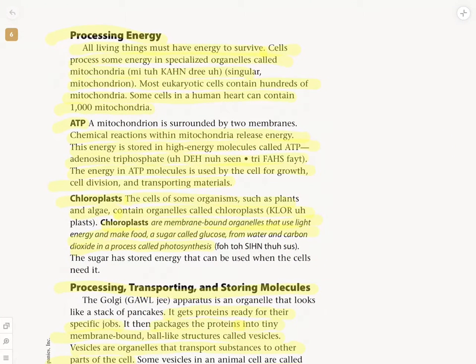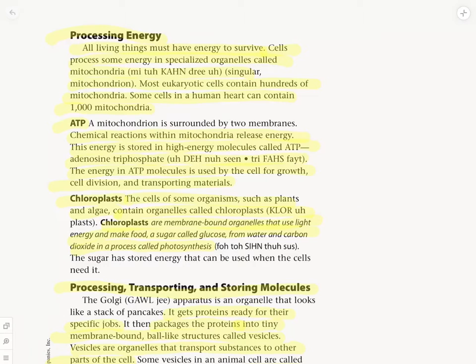Processing energy. All living things must have energy to survive. Cells process some energy in specialized organelles called mitochondria. Most eukaryotic cells contain hundreds of mitochondria. Some cells in a human heart can contain thousands of mitochondria.